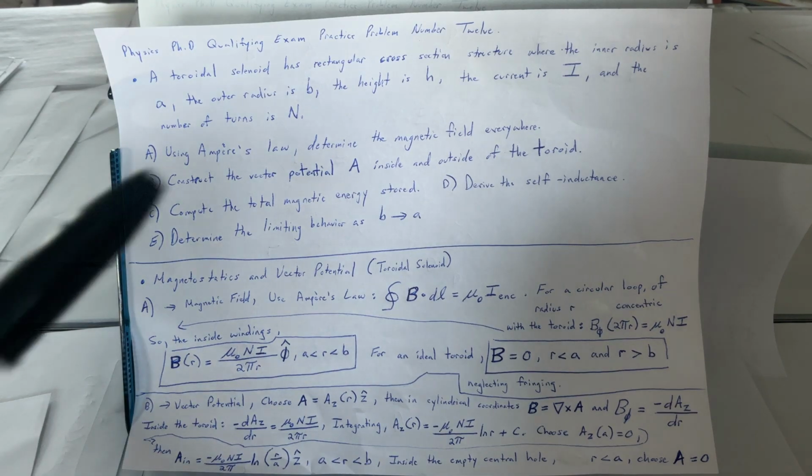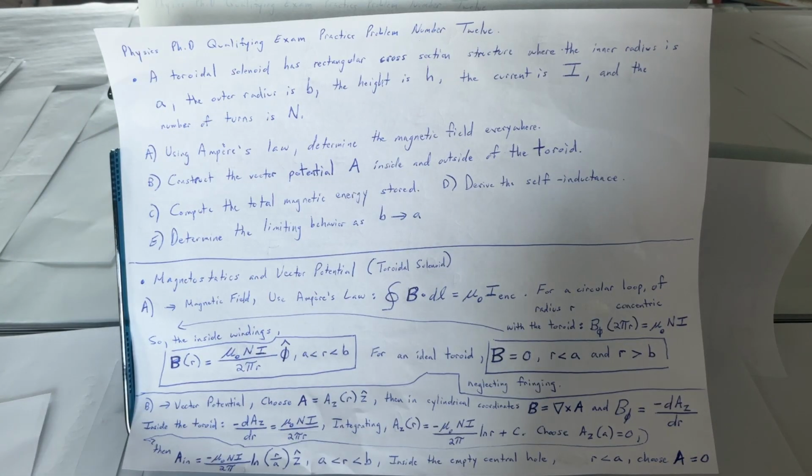Part A, using Ampere's law, determine the magnetic field everywhere. Part B, construct the vector potential A inside and outside of the toroid. Part C, compute the total magnetic energy stored. Part D, derive the self-inductance. And Part E, determine the limiting behavior.